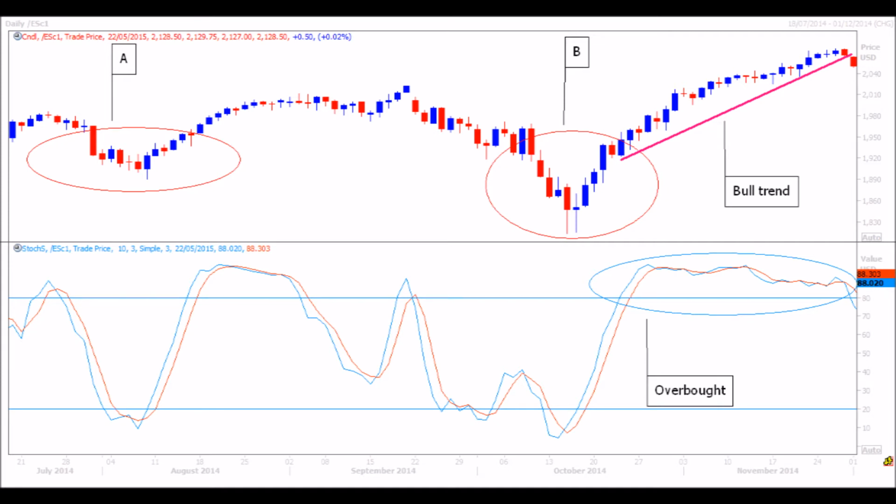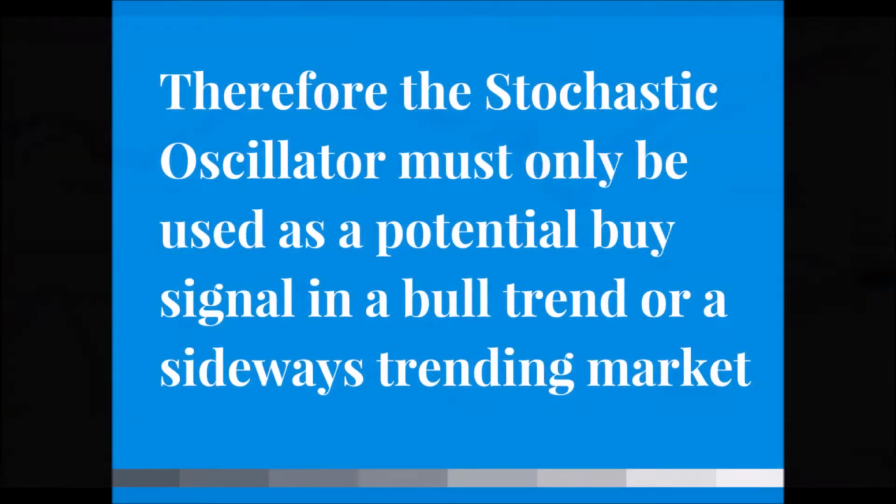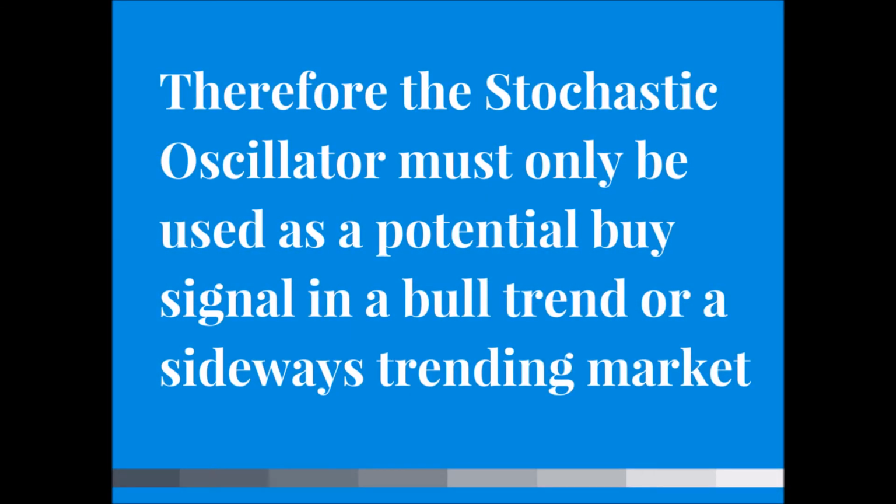The stochastic becomes overbought at an early stage of the rally and remains severely overbought. So a trader selling into shorts in this bull trend would potentially wipe out his account. And many traders have made this mistake. I certainly did in my early days. You do not want to do it. The stochastic oscillator must only be used as a potential buy signal when combined with other technical analysis tools, of course, in a bull trend or a sideways trending market perhaps.